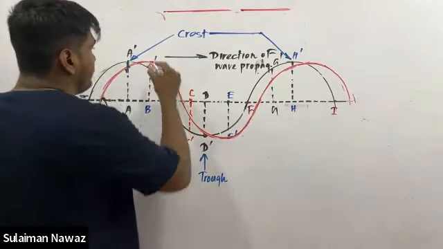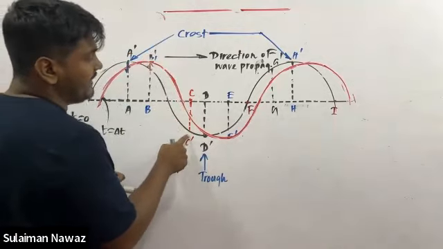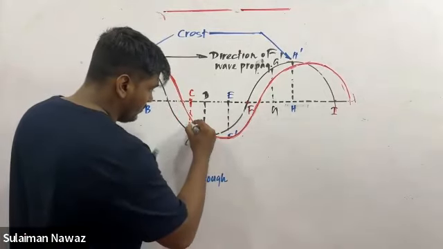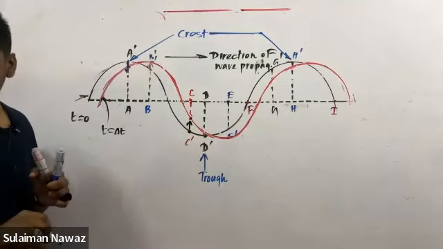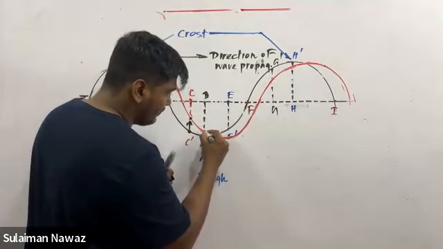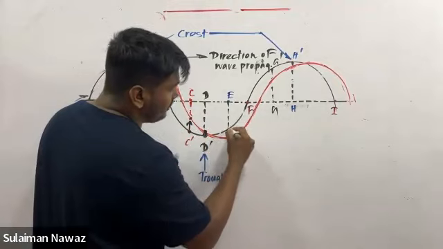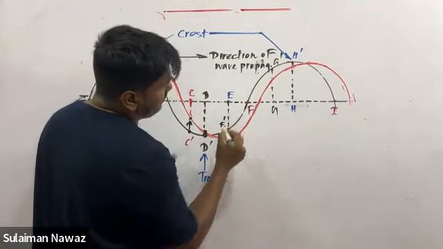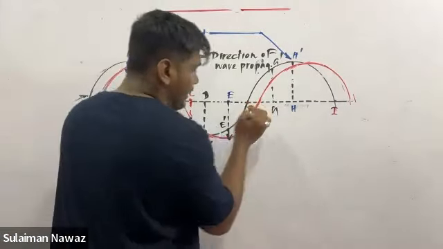B dash. Then what happened to C dash? That is also moving in upward direction. Now it will be somewhere here. What happened to capital D? Capital D medium particle is also moved upward direction. Capital E dash medium particle has moved downward direction. Am I correct?